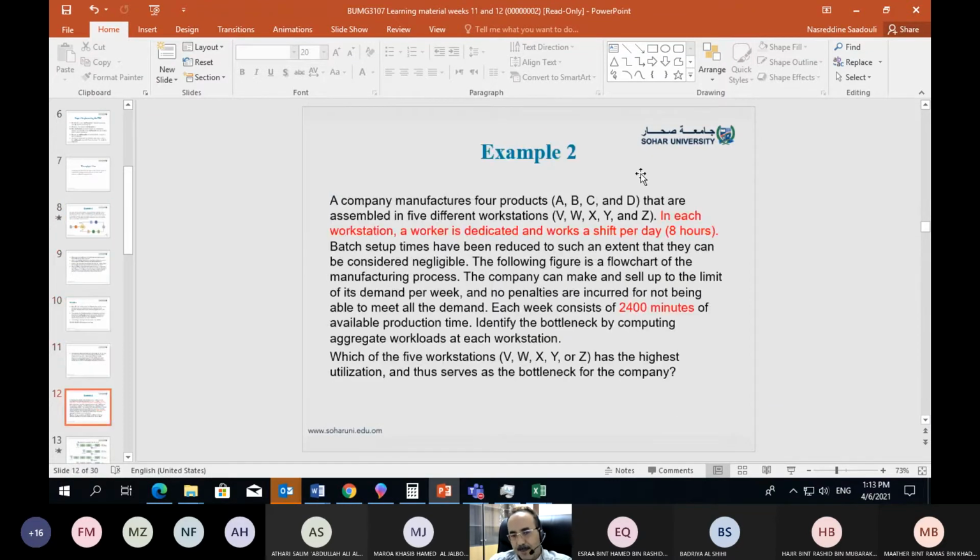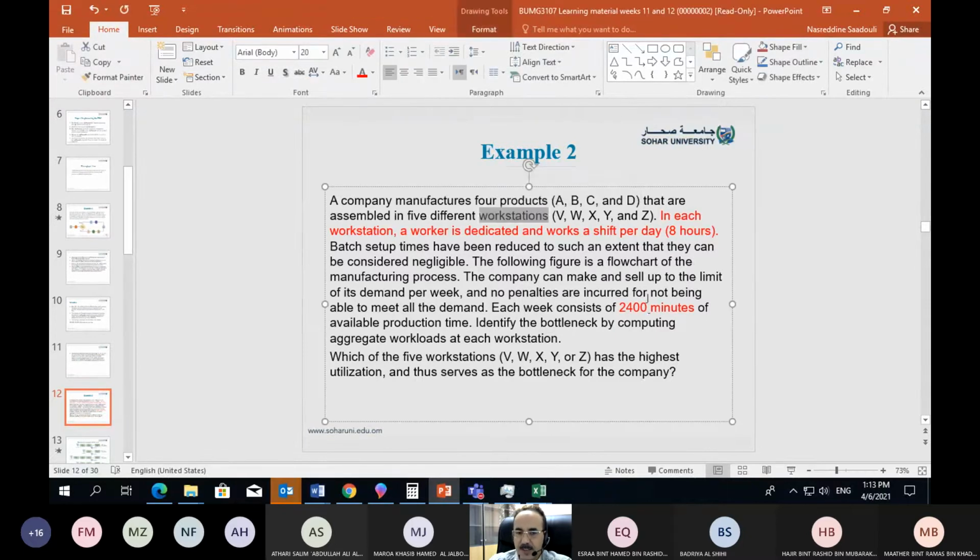Second example is a little bit more involved. The second example says, what if we have more than one product? So therefore we have more than one job, and these jobs share different workstations, they share different operations. So I have 4 jobs, which are called A, B, C, D, and I have 5 workstations, V, W, X, Y, and Z. In each of these, the worker is dedicated and works a shift of 8 hours each day.